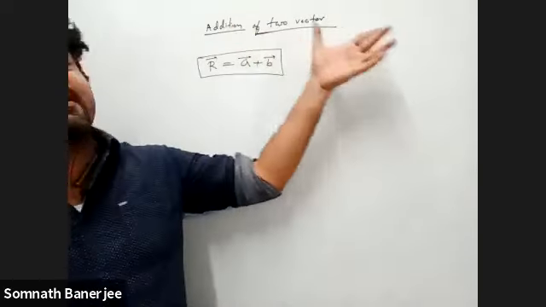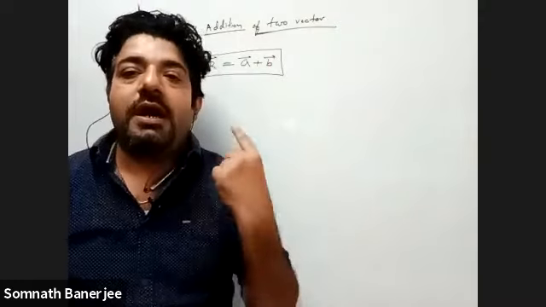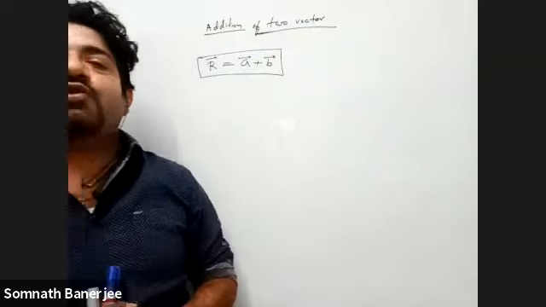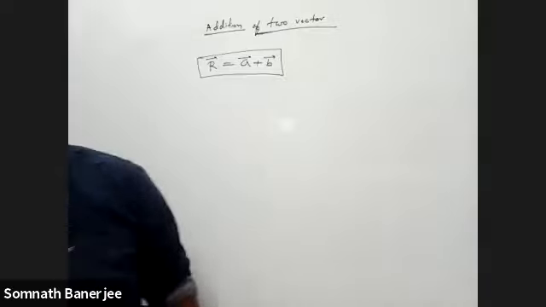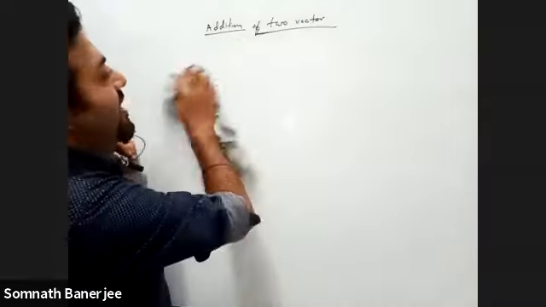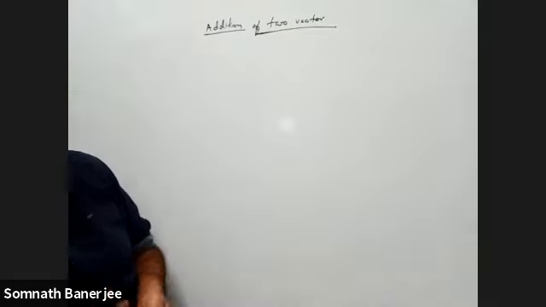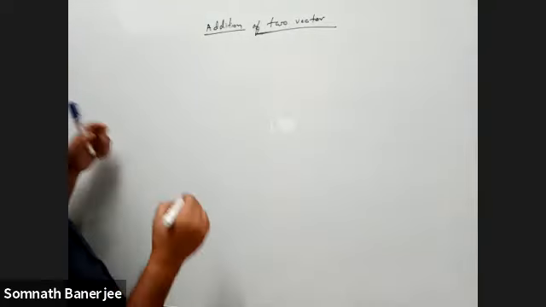So to explain this addition of two vectors, you have two rules. Number one is called the triangle rule of vector addition, and number two is the law of parallelogram. Why are they named on the basis of that? Why are they the triangle rule of vector addition and law of parallelogram? Let's see one by one. The first one is the triangle law of vector addition.